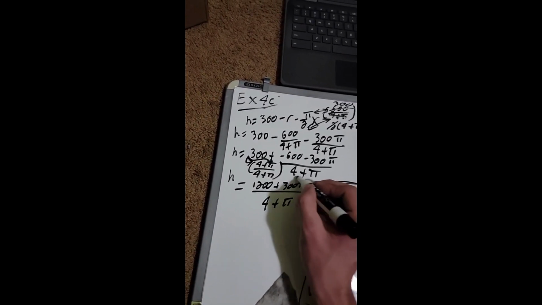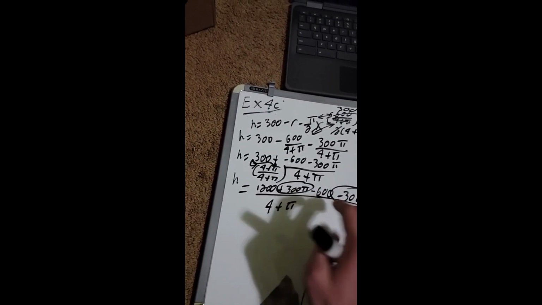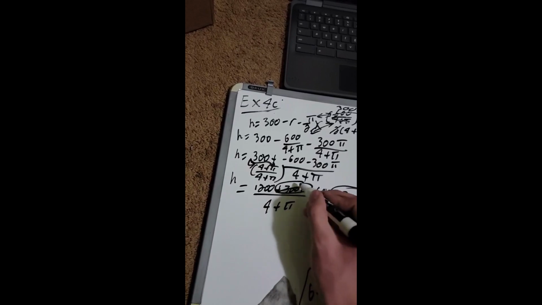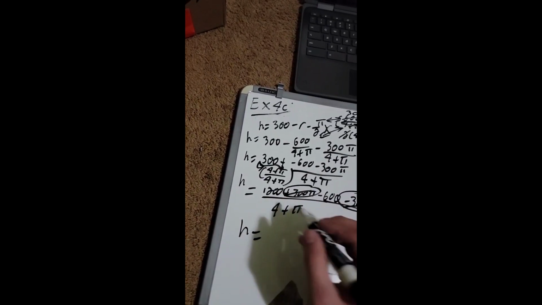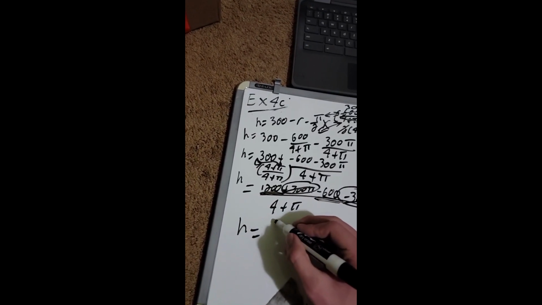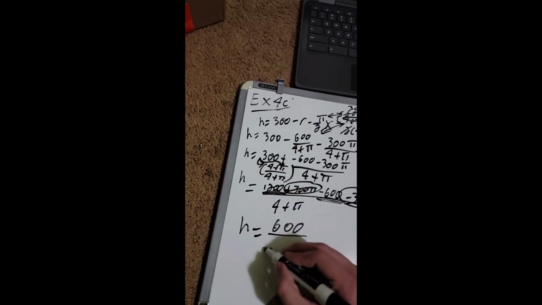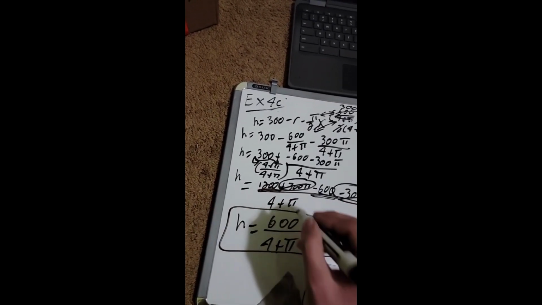Looky here, you got like terms, and they're the same magnitude, but opposite signs. So they just cancel. H equals, and then we got like terms again here. So this ends up being, when you add it up, 600 over 4 plus pi. This is inches, and you are done.